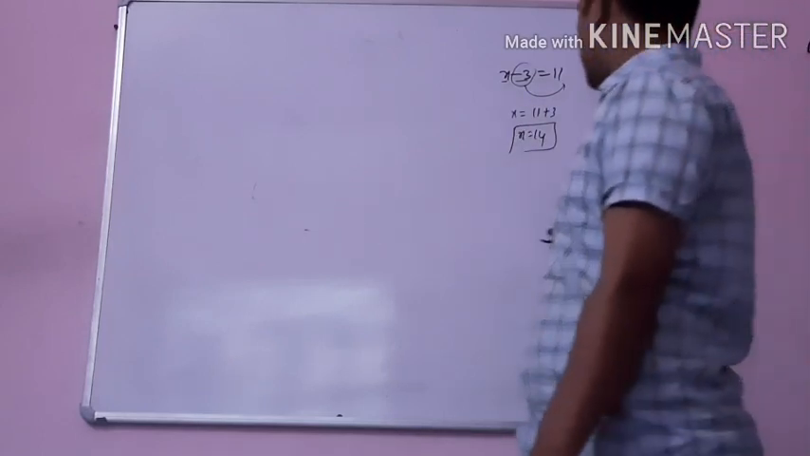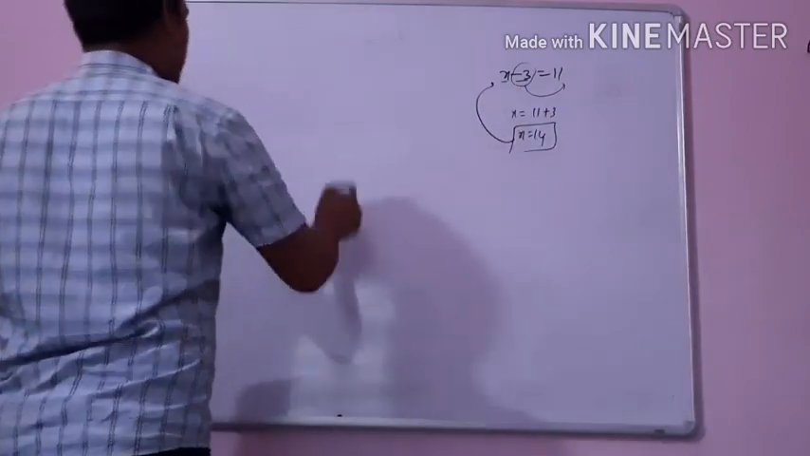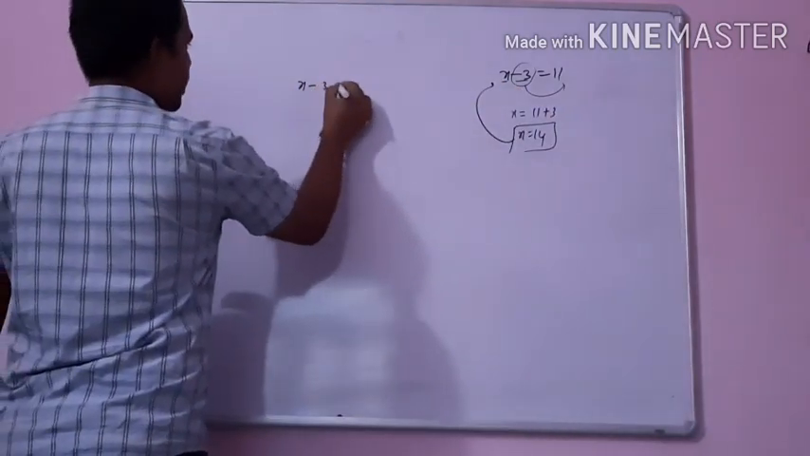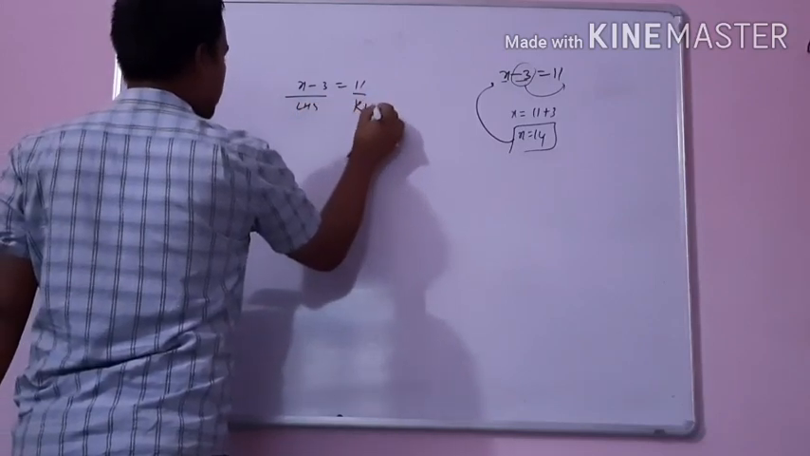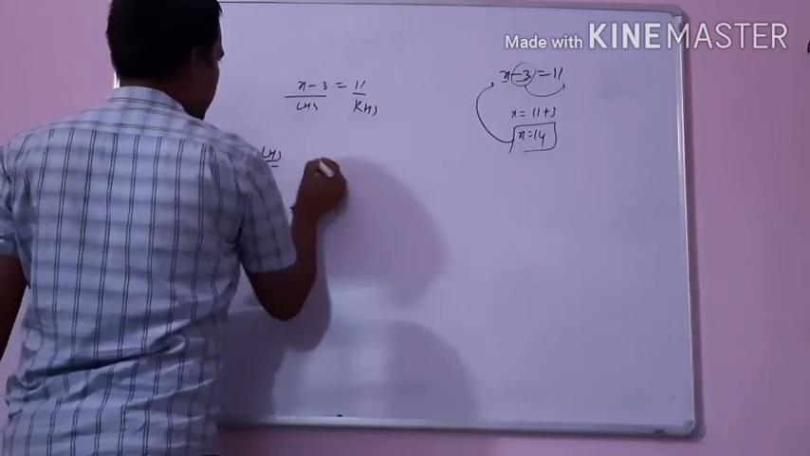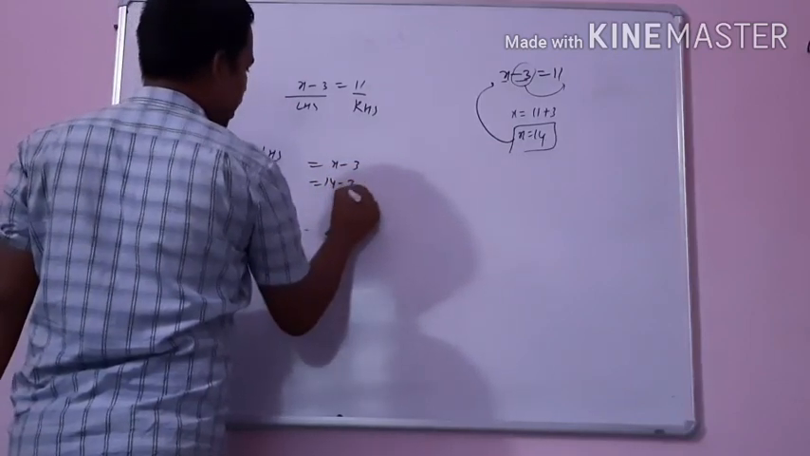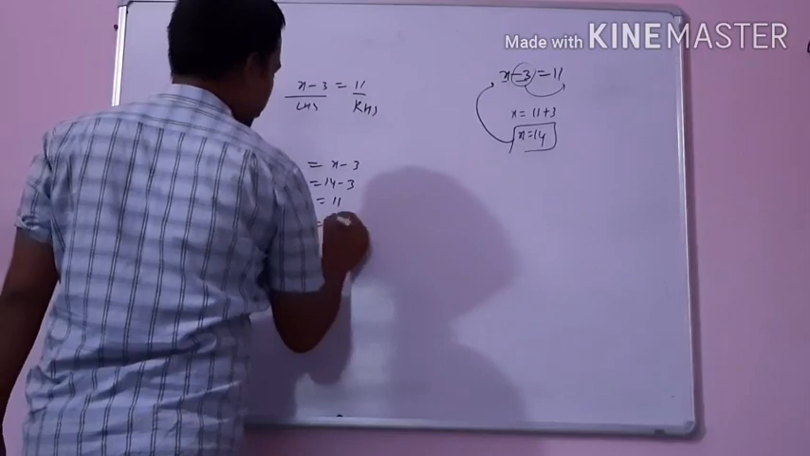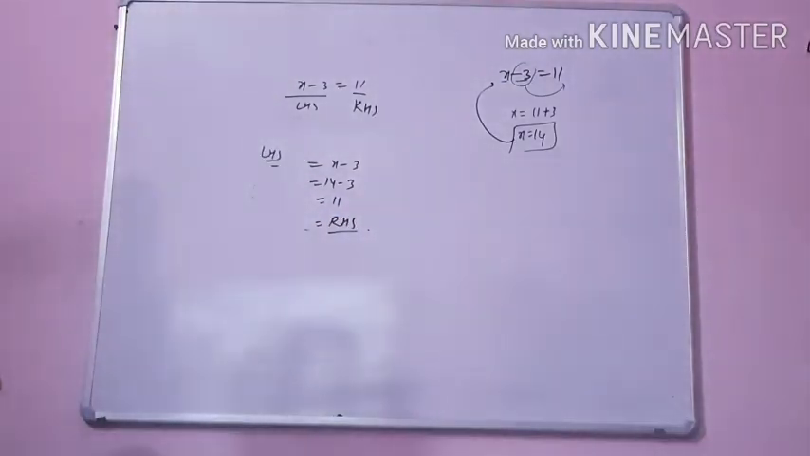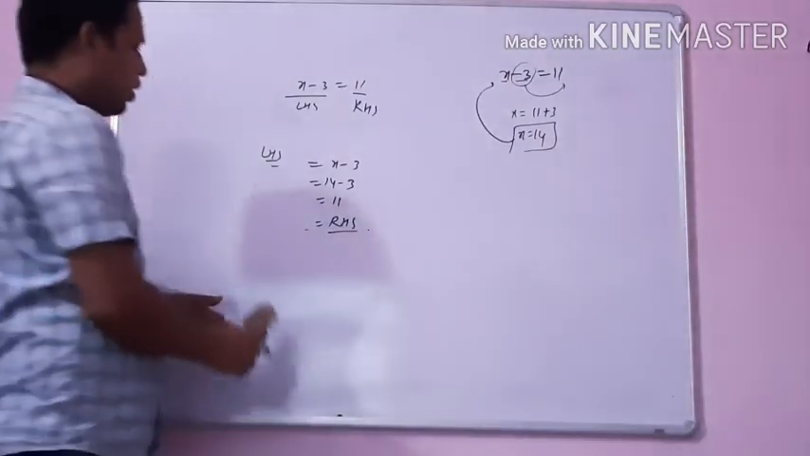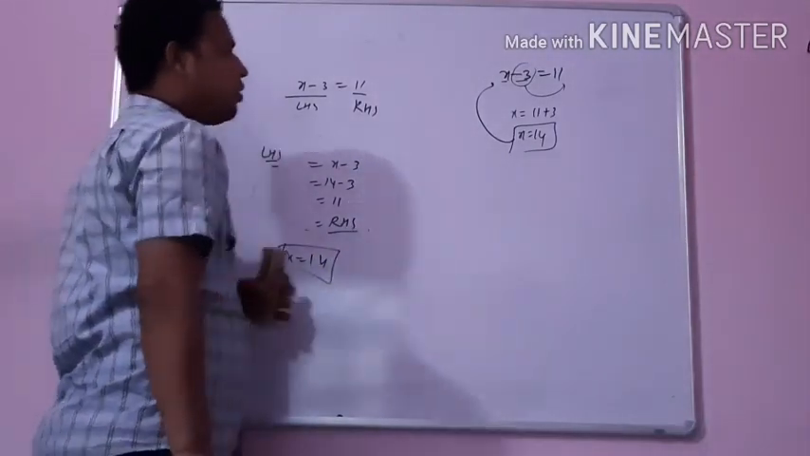Whenever you put x equals 14 in this equation, see, x minus 3 equals 11. This is the LHS and this is the RHS. Now take the LHS, x minus 3. When you put x equals 14, 14 minus 3 is 11, which equals the RHS. So x equals 14 is the solution of the given equation.